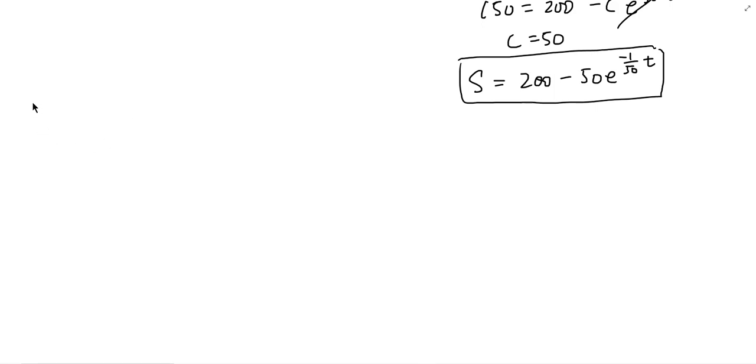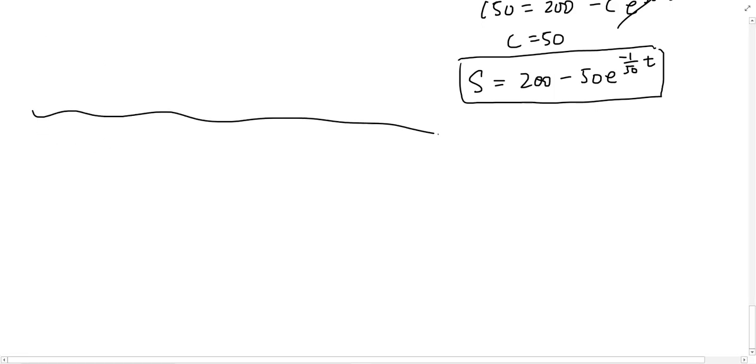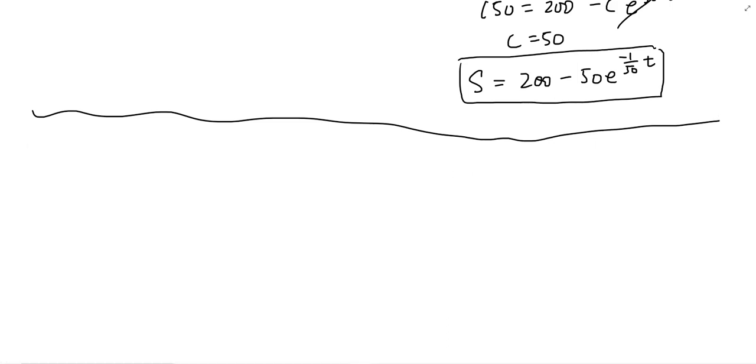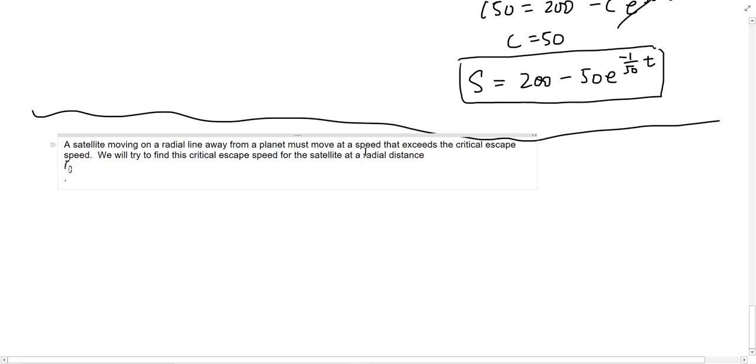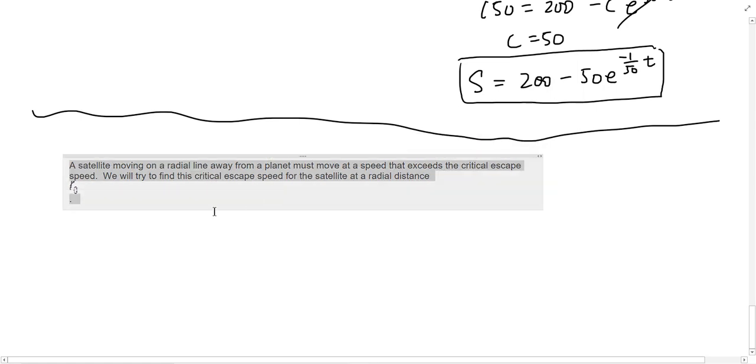So the next example I want to show you is a problem in physics where we're going to use differential equations to try to solve for something. So here we go. Let's see if we can copy and paste this question for us. Let's see if this works. Oh, there you go. Okay, it looked kind of weird. This last thing right here is r sub 0, which is the radial distance.